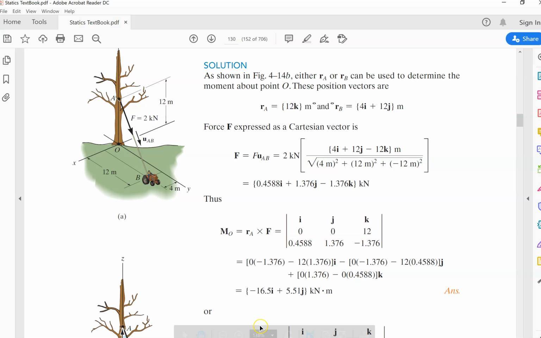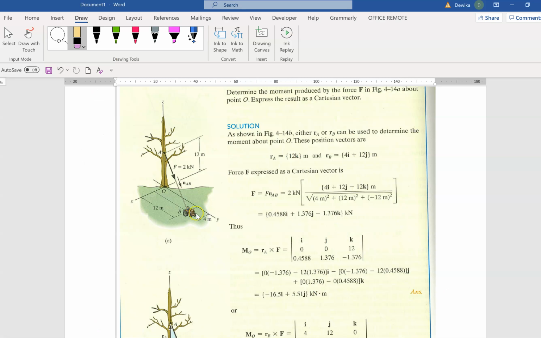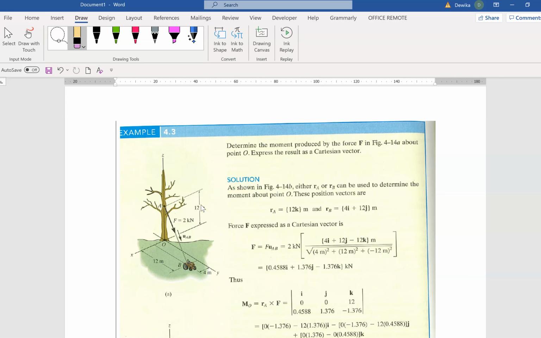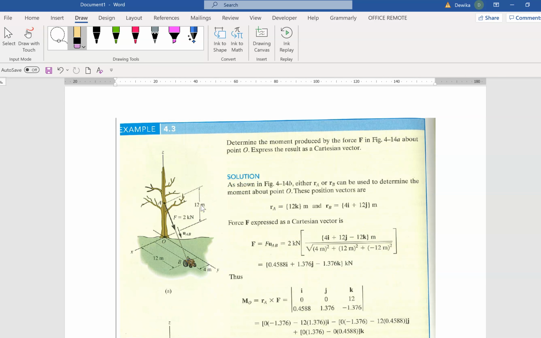Okay, so now I'm going to go into one example here. I'm going to show you example 4.3. Okay, so pay attention. This can be a bit tricky because this is the application of your maths lesson.